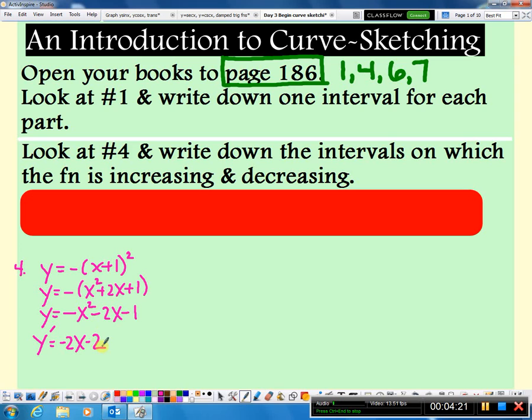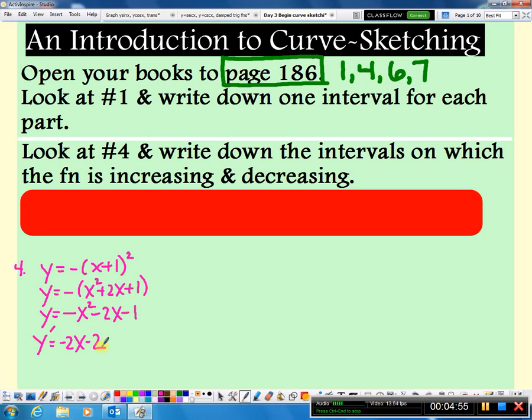Now, I need to find critical values. To find critical values, you're going to set the first derivative, f prime of x, equal to 0, and also look to see if the first derivative can ever be undefined. Critical values occur when f prime of x is 0 or when f prime of x does not exist. Well, y prime is just a line, so I don't have an issue with it not existing. Like if I had a fraction where the denominator was 0, then that would be a point where the derivative doesn't exist. Not my issue here.